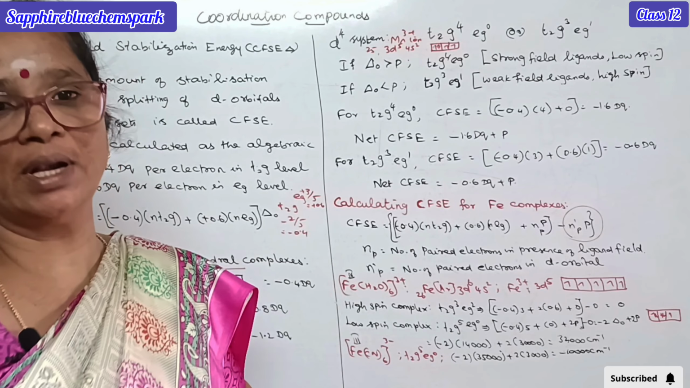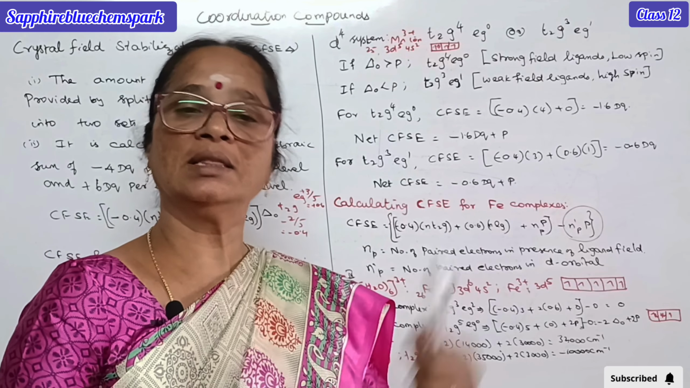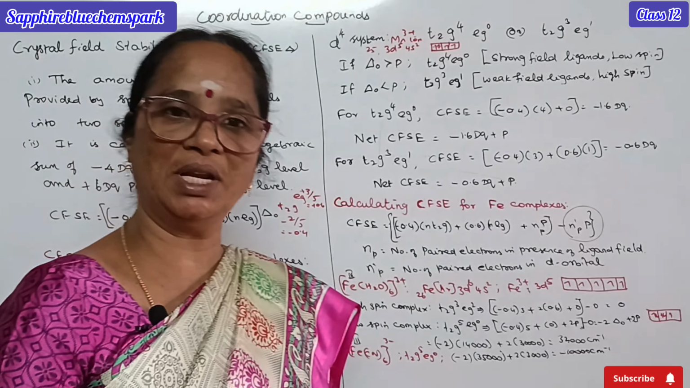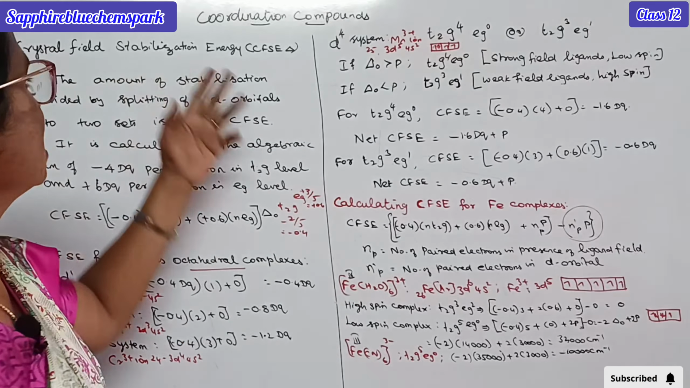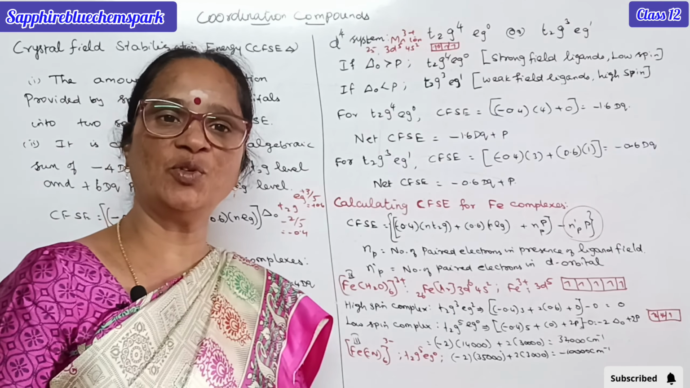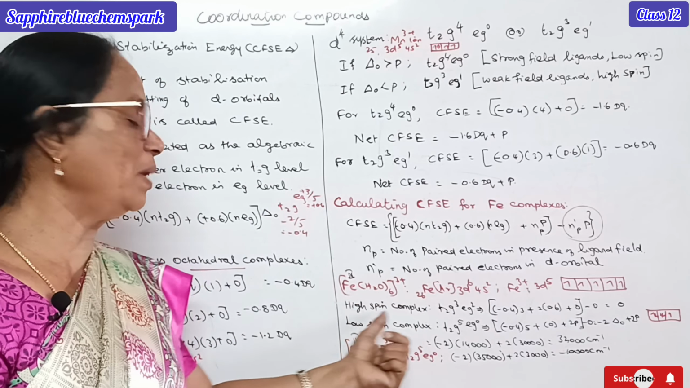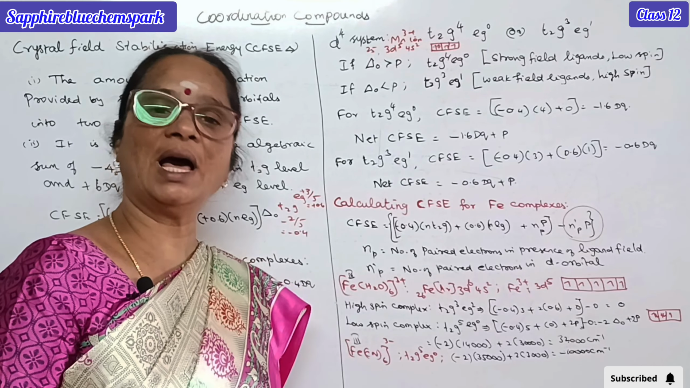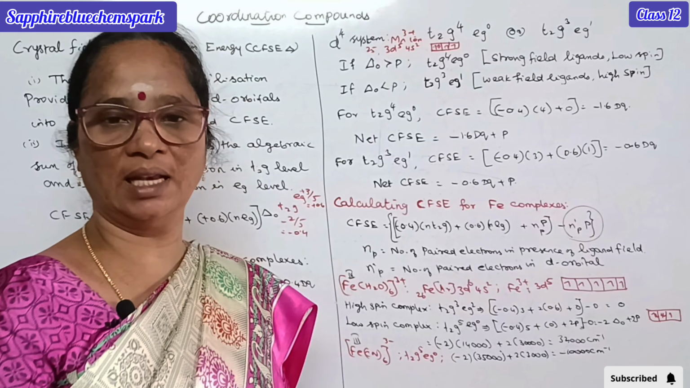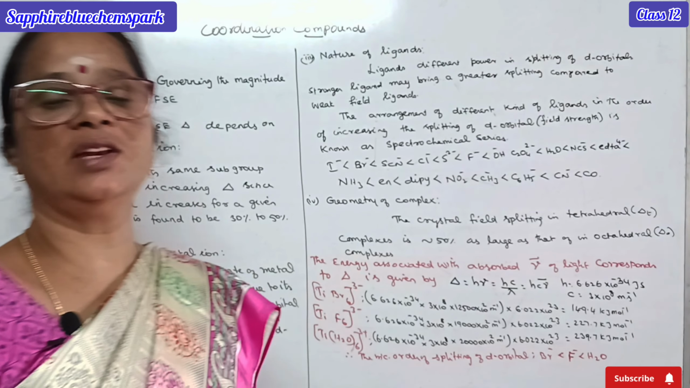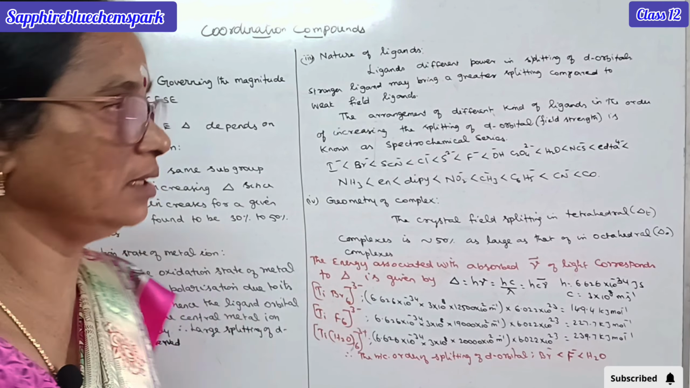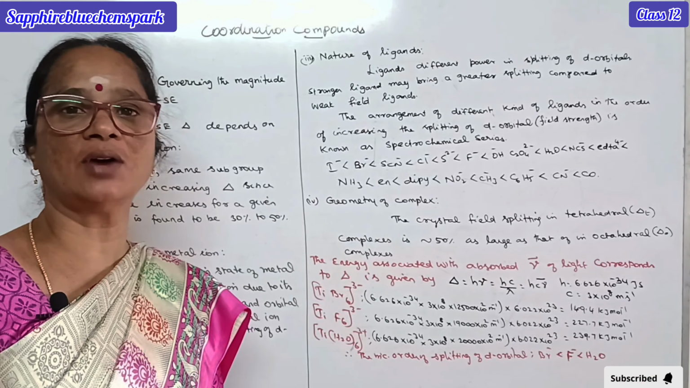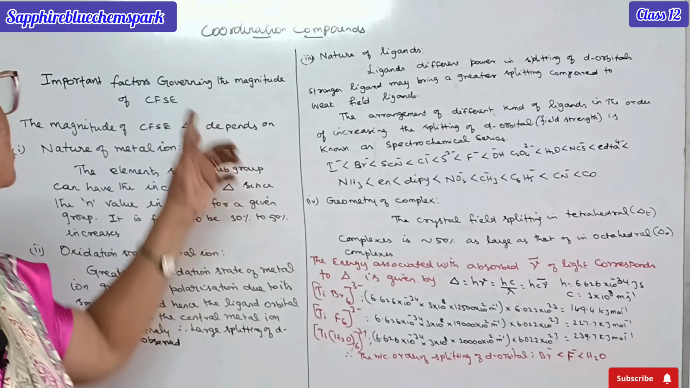In such a way, we can discuss the stability of complexes in terms of crystal field stabilization energy. Crystal field stabilization energy is helpful in determining whether the complex is a high spin or low spin complex in terms of pairing energy and crystal field splitting energy. Following crystal field stabilization energy, let us find the important factors that govern the magnitude of crystal field splitting energy, that is del.